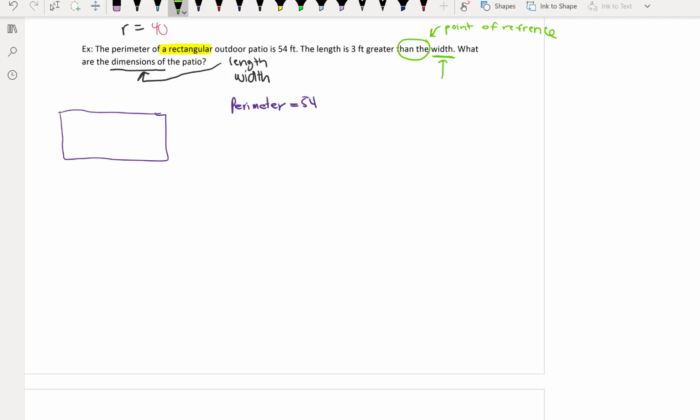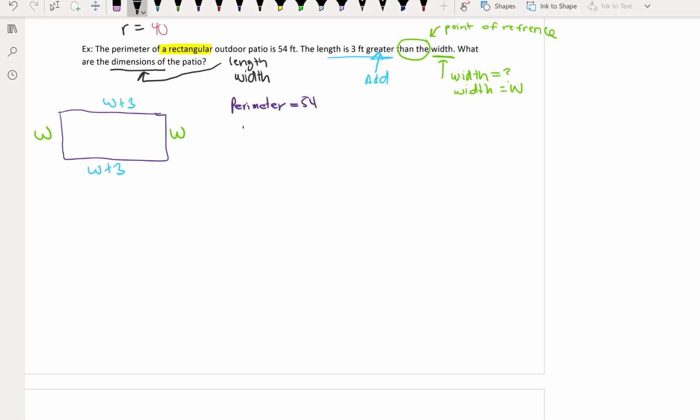So the width is, I don't know, you can give it any variable. Let's just give it W. You could call it X, but why not keep it simple? W for width. So not only does it have one width, but since it's a rectangle, it has two widths. And I know that the length is 3 feet greater than the width. So greater means to add. So I'm going to have W plus 3. So all of those sides added together is going to give me the perimeter.